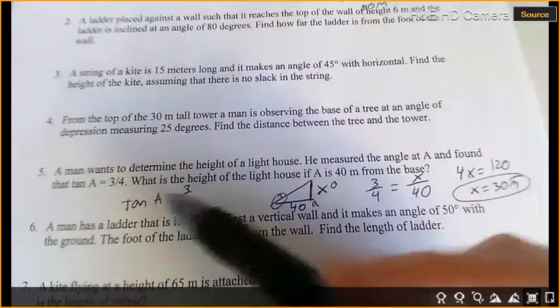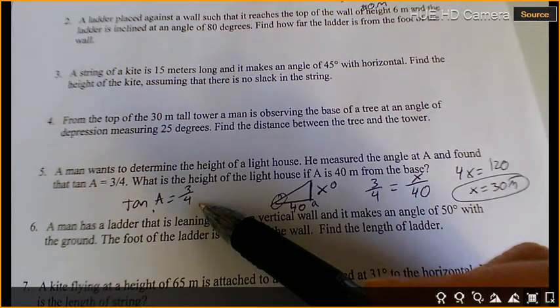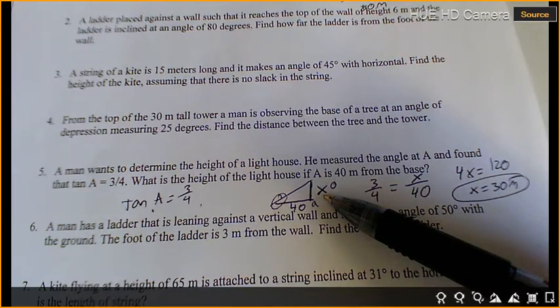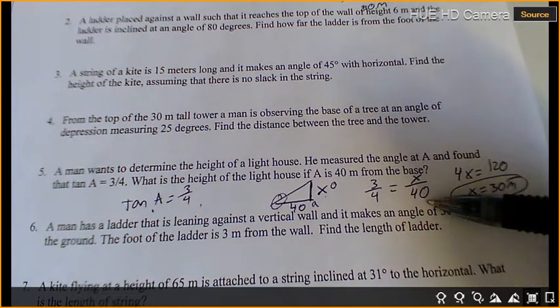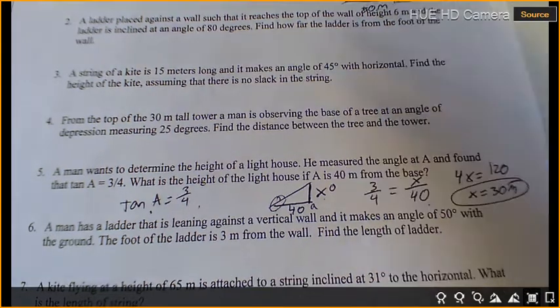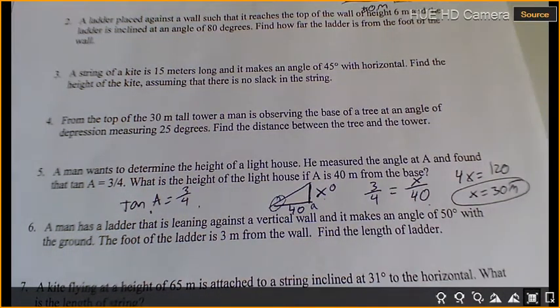So I got the tan of A is 3/4, right? Well, I know x is the opposite, 40 is the adjacent, so it must be x over 40 equals 3/4. So you cry. I promise there will not be one like that on your quiz.